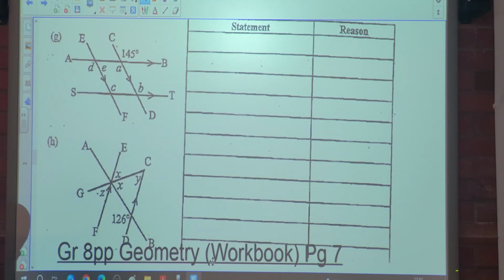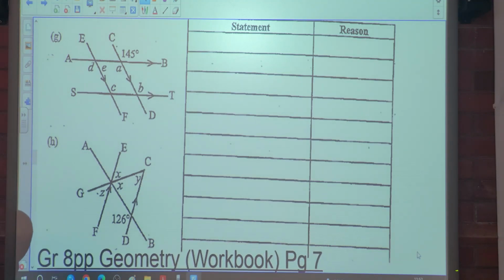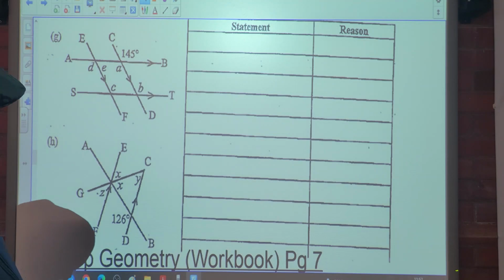G. I calculate A. Are we still on page 7? No, we just went to page 8 now.